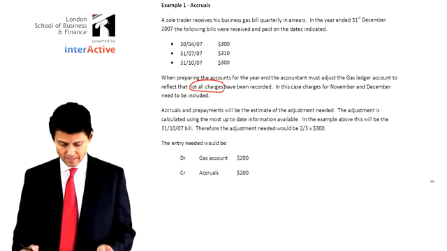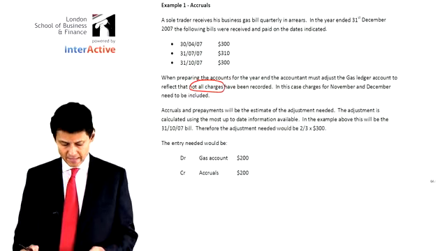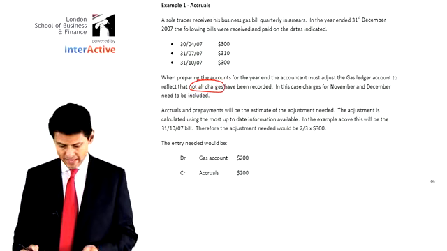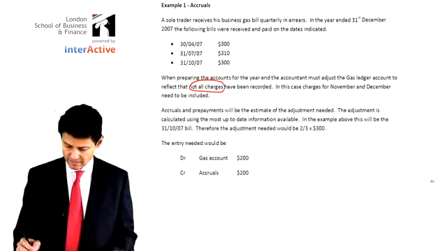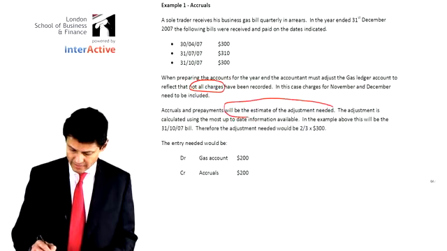You see? Now, what else can I say? The accruals and prepayments will be the estimate of the adjustment needed. So let's bring that in.